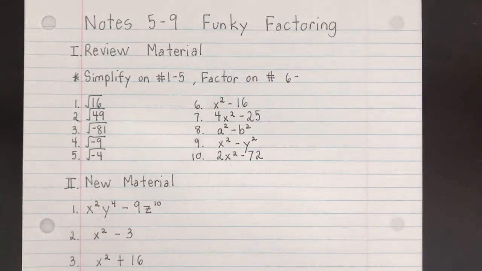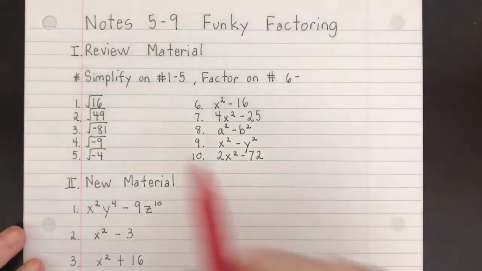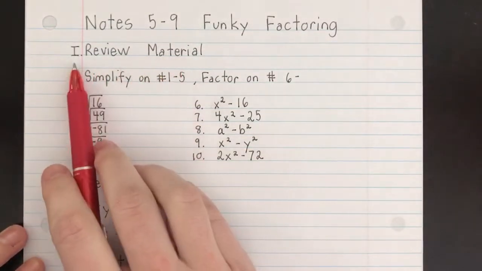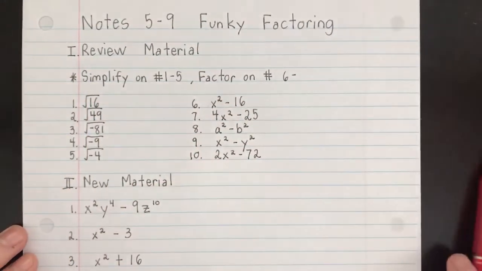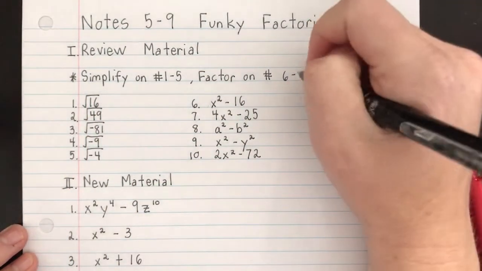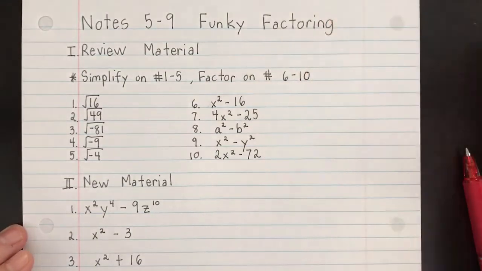Looking at notes 5-9 titled Funky Factoring. So today we're going to be looking at some factoring that you've already done in the past as well as some new factoring. So let's first review some old material just to have it fresh in your brain for what you'll need for today. So in the review material, Roman numeral 1, you're going to simplify on numbers 1 through 5, and you're going to factor on numbers 6 through 10.